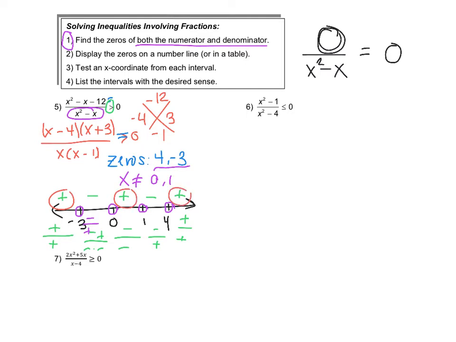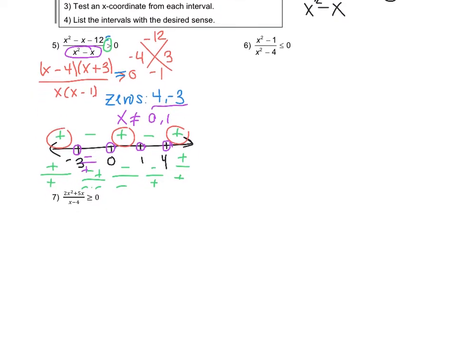So how do I write my solution? I would write that in interval notation. And I'm out of room. So I will write it down here, and then I'll have to erase it. So my solution for this is negative infinity to negative 3, union 0 to 1, union 4 to infinity.